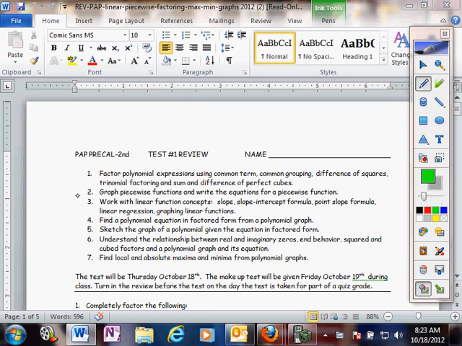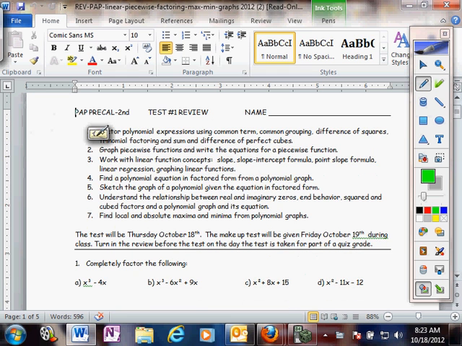Okay, let's talk about the review for the first test, second 6 weeks pre-cal. These first 7 things here are just things that you need to be able to do in order to be able to be successful on this test.